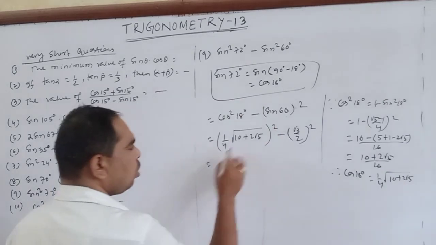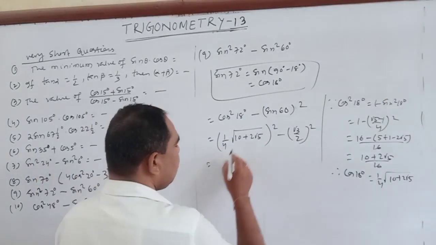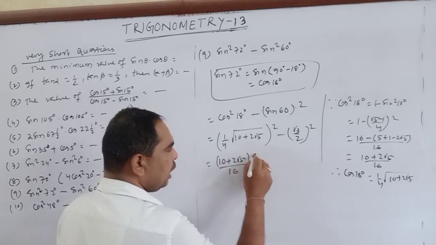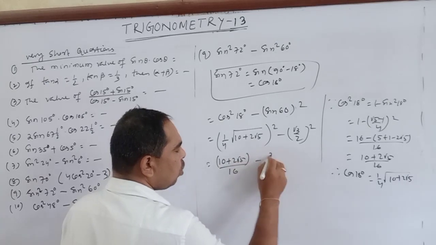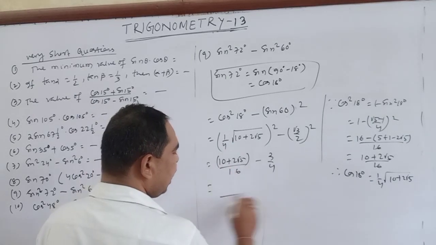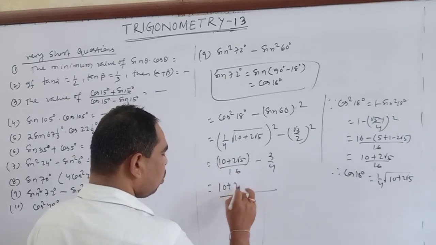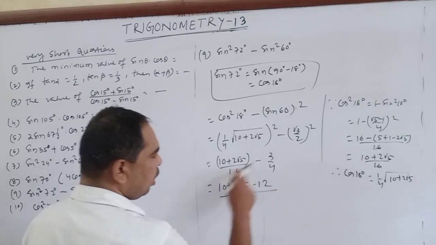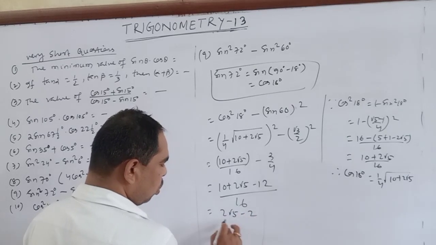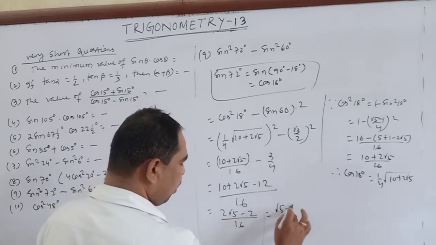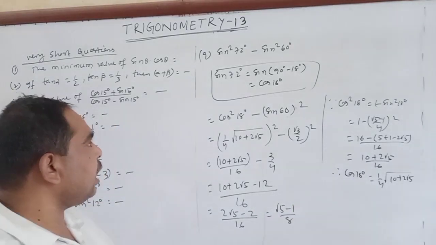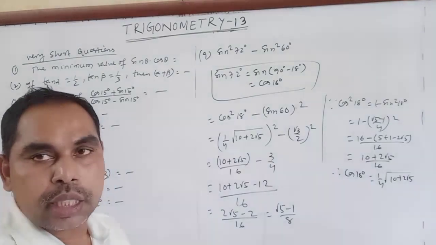Okay. So this is 10 plus 2 root 5 by 16 minus 3 by 4. Find the LCM. LCM is 16. So 10 plus 2 root 5 minus 12, which is 2 root 5 minus 2 divided by 16, so it is equal to root 5 minus 1 by 8. Root 5 minus 1 by 8 is the answer of sin square 72 minus sin square 60.